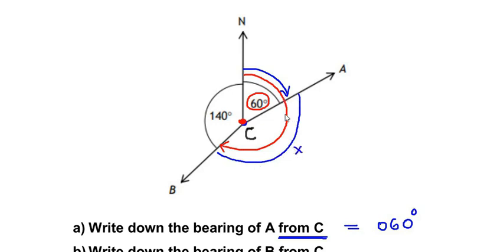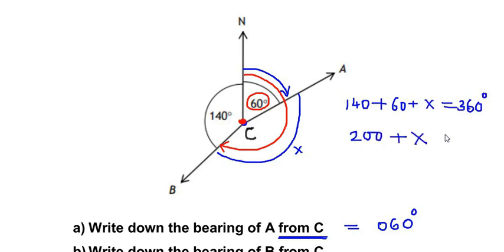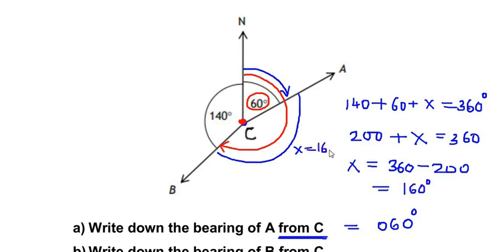So it's very easy to find this angle because 140 plus 60 plus, for example, I take this angle as X, they all add up to 360 degrees because they make a circle. So we can write it as 140 plus 60 degrees plus x is equal to 360 degrees. So 140 plus 60 is 200, plus x equals 360 degrees. So x is equal to 360 degrees minus 200 degrees. So we end up with 160 degrees. So we got the x value as 160.